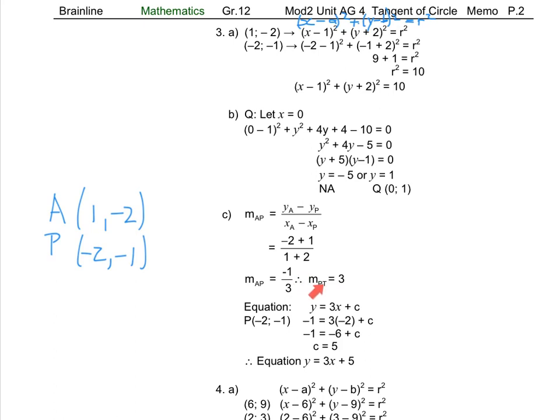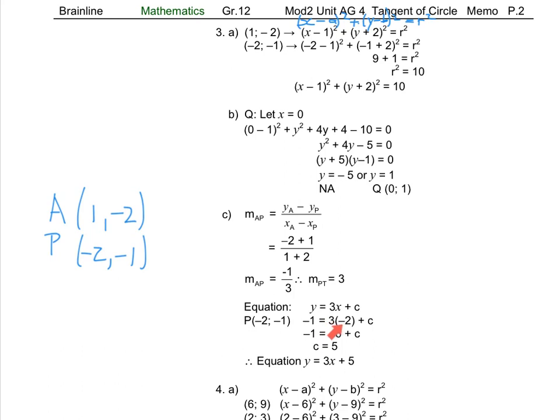Then I have my gradient of my tangent being equal to 3, and when I use the standard equation of a straight line, y equal to mx plus c, I can substitute m with 3. We also know that the point P is on the tangent, and therefore I can substitute x with minus 2, and y is substituted with minus 1 in order to solve c.